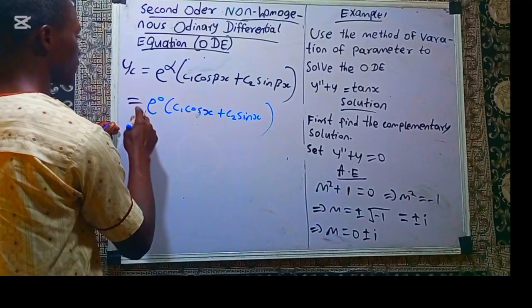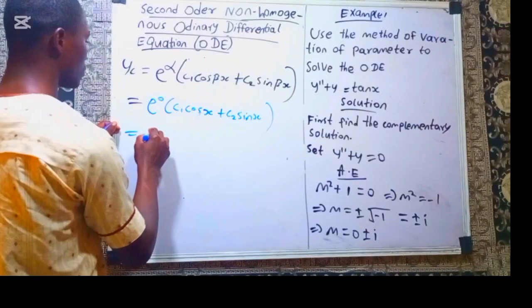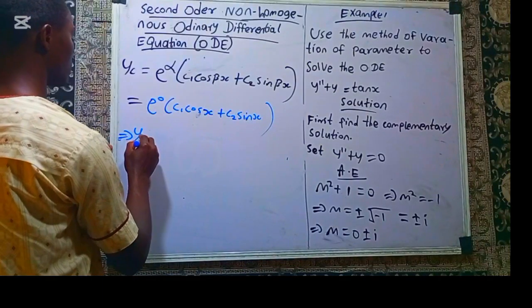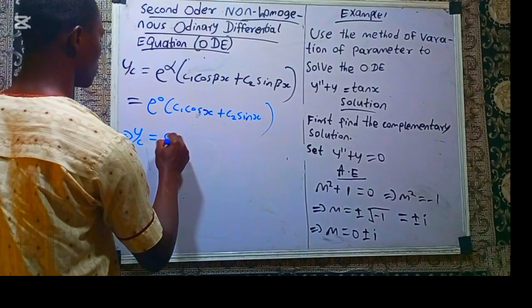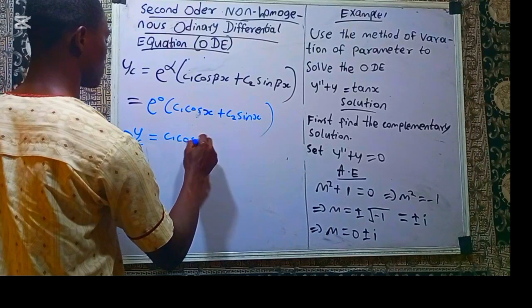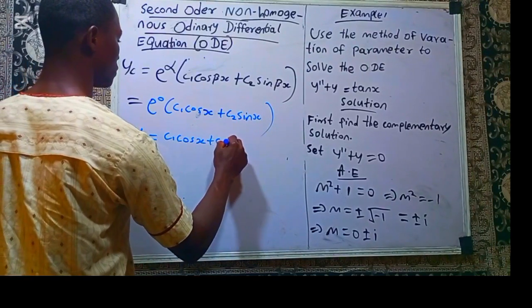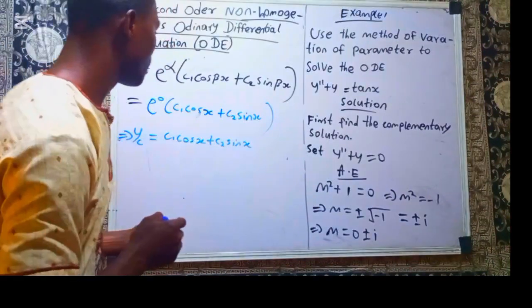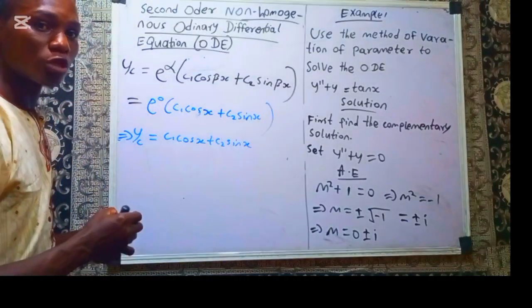So this will be what? Exponential 0 is what? Exponential 0 is 1. So this implies that y sub c is equal to c1 cos x plus c2 sine x. I've gotten our complementary solution. Then the particular solution will be what?